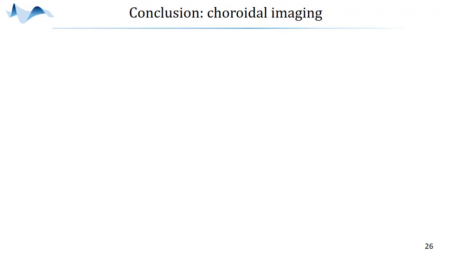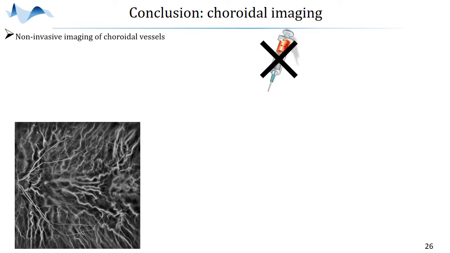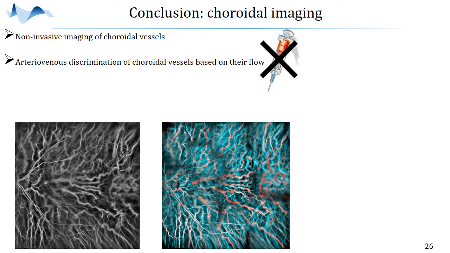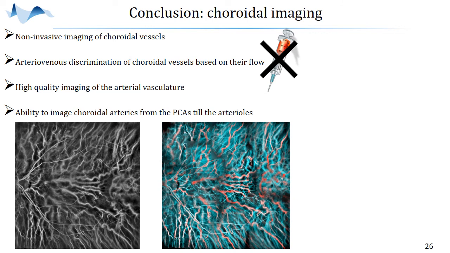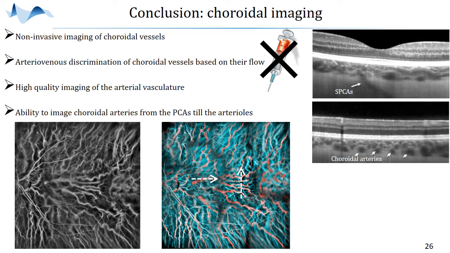Okay, in conclusion, we demonstrate with LDH a non-invasive imaging of the choroidal vasculature and the ability to make a differentiation of arteries and veins based on their flow velocity. The contrast is especially nice for the arterial vasculature of the choroid, and we are able to detect and image the choroidal arteries from, well, the PCAs till the arterioles.